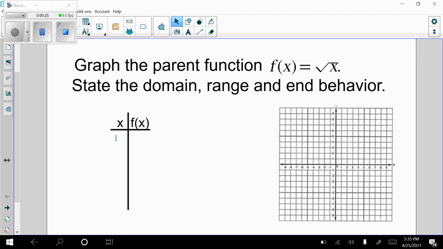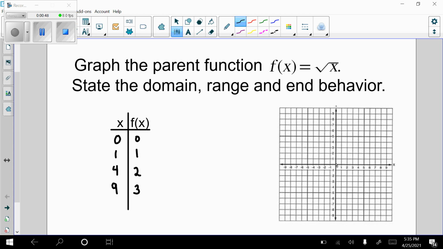So we'll start with 0. And we know that 1's a perfect square. 4 is a perfect square and 9's a perfect square. So I can't go any larger because of the graph. So the square root of 0 is 0, square root of 1 is 1, square root of 4 is 2, and the square root of 9 is 3. So we can graph these points and sketch the parent graph for the square root of x.